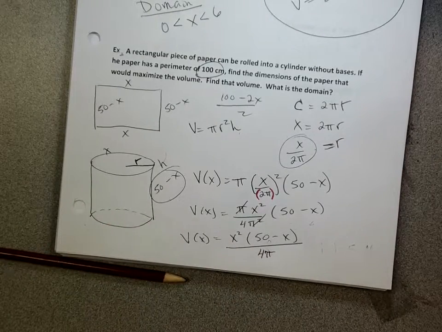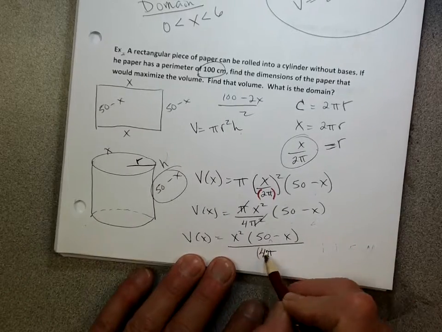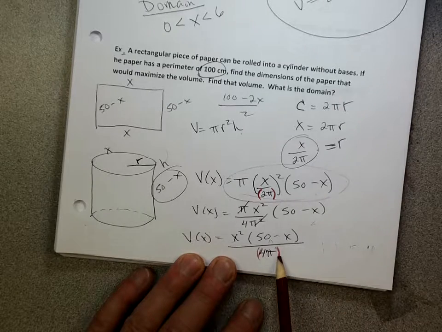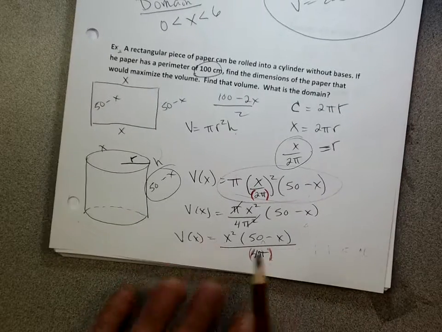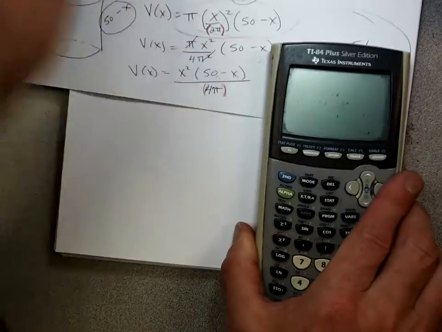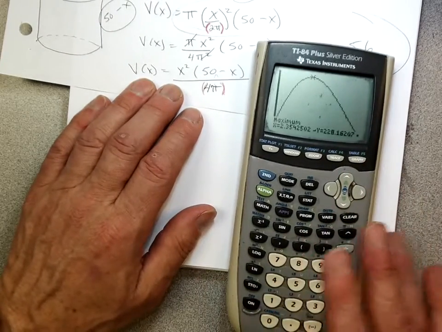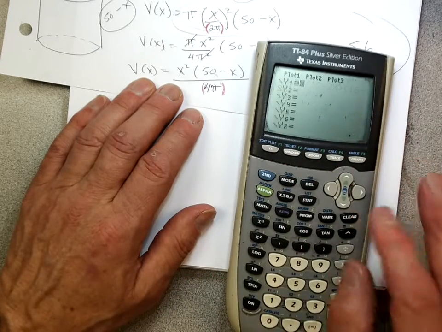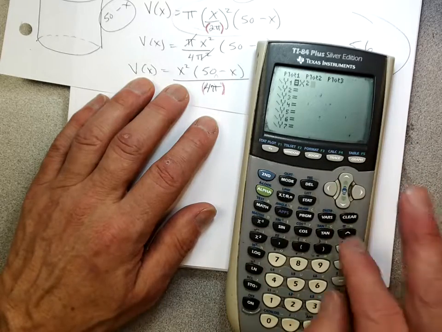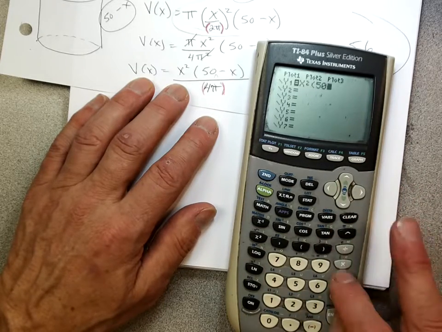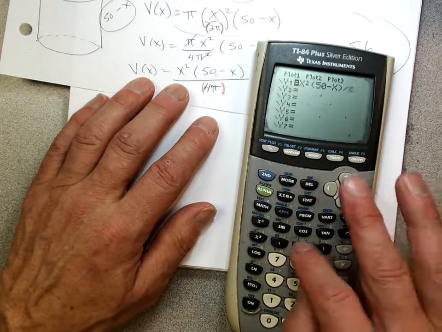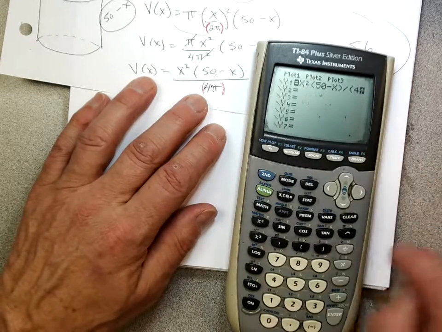I can put that in my calculator. I am going to use parentheses here. Again, I want to reiterate that you could have put it in your calculator before, but it's a little bit easier to type it in this form, okay? So if I want to maximize it, let's take a look at it. Let's go to my Y equals, clear that out. Let's go x squared, parentheses, 50 minus x, parentheses, divided by parentheses, 4 pi, parentheses.